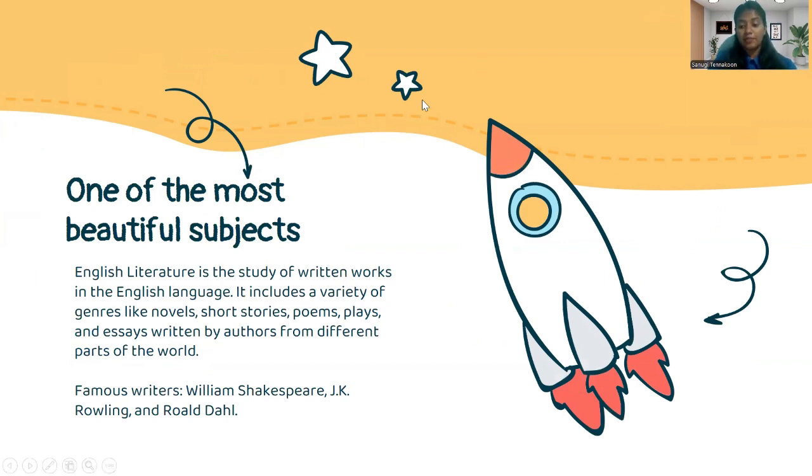So yes, as I mentioned earlier, it can be considered as one of the most fascinating subjects in the world. So let's have a look at the screen. English literature is the study of written works in the English language. It includes a variety of genres like novels, short stories, poems, plays, and essays written by authors from different parts of the world.